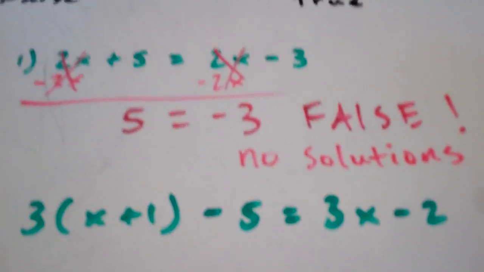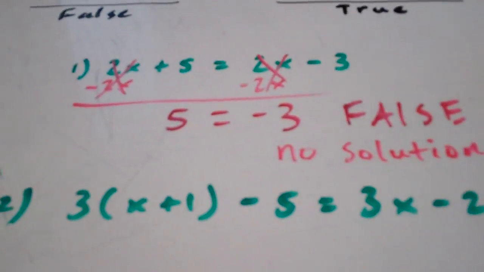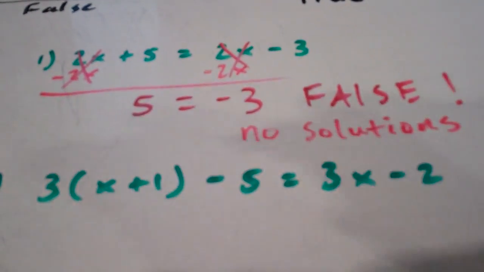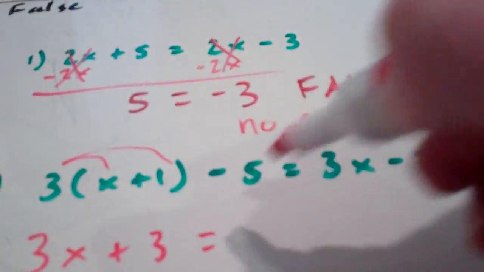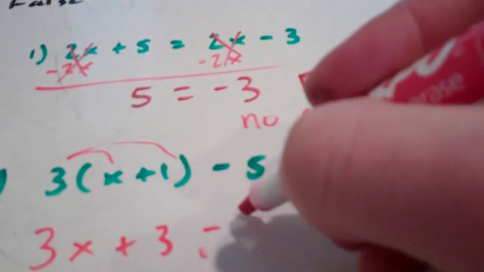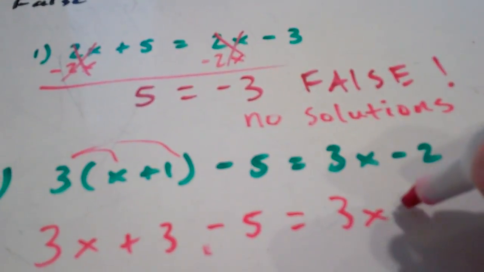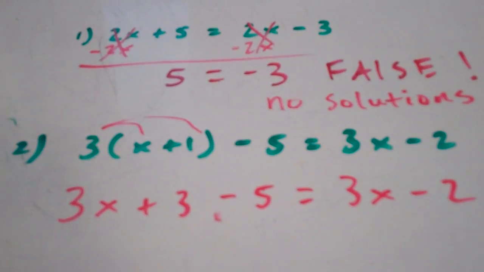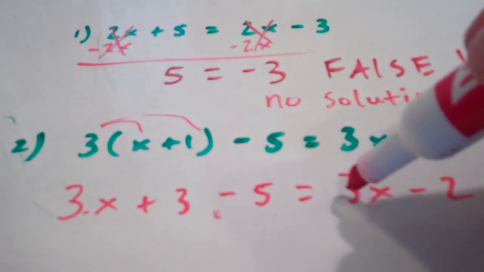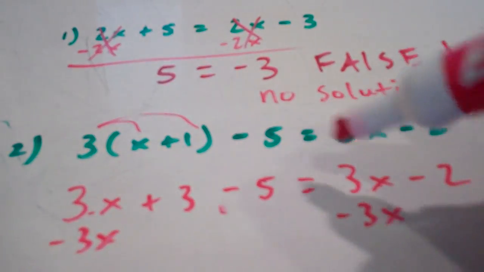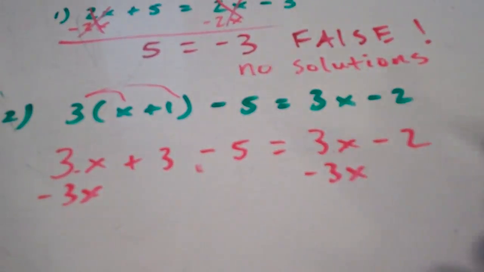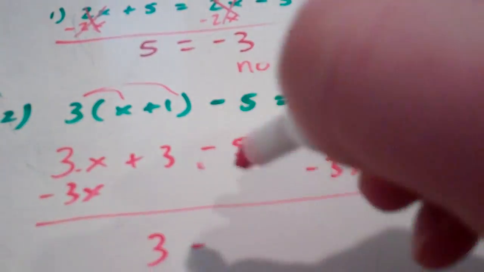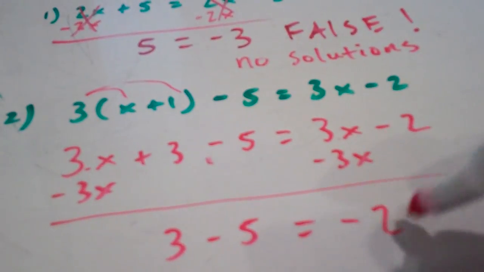Okay, in the second example, I need to distribute and then also combine my variables together. So I'm going to first distribute. I'll get 3x plus 3 minus 5 is equal to 3x minus 2. Once I get rid of my parentheses, I need to get my variables together. And so I'm going to subtract 3x on both sides, use inverse operations because my variable is on the opposite side of the equal sign. And I'm left with 3 minus 5 is equal to -2.